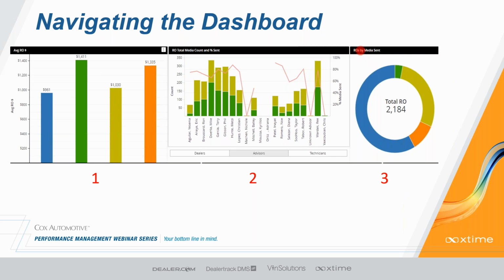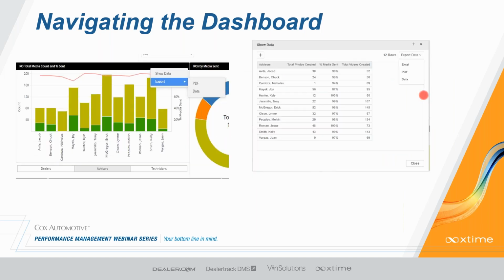And then number 3, we're going to look at ROs by media sent. So RO by media sent is going to give you a specific percentage of each one of these categories, along with what we see over here in screenshot 1. So as far as what's being sent, what percentage overall from the group. Now the good news about this is, once again, as we're going over those dots, you can actually export it, and this is what it looks like in its simplest form. We've got our photos created, we've got our videos created, and then our total sent percentage.